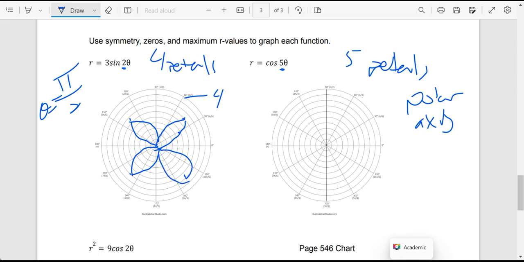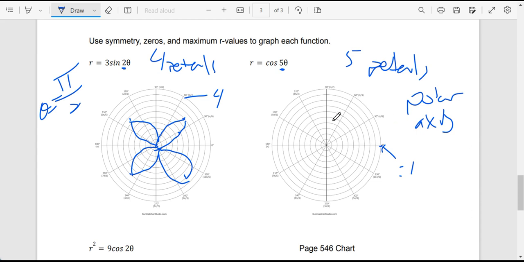Made that one really large, my bad. Now we have 5 petals. Cosine of 5 theta. So the first one's easy. We put 0 in. Cosine of 0, you're going to get 1. So right there, petal. Now where does it end?